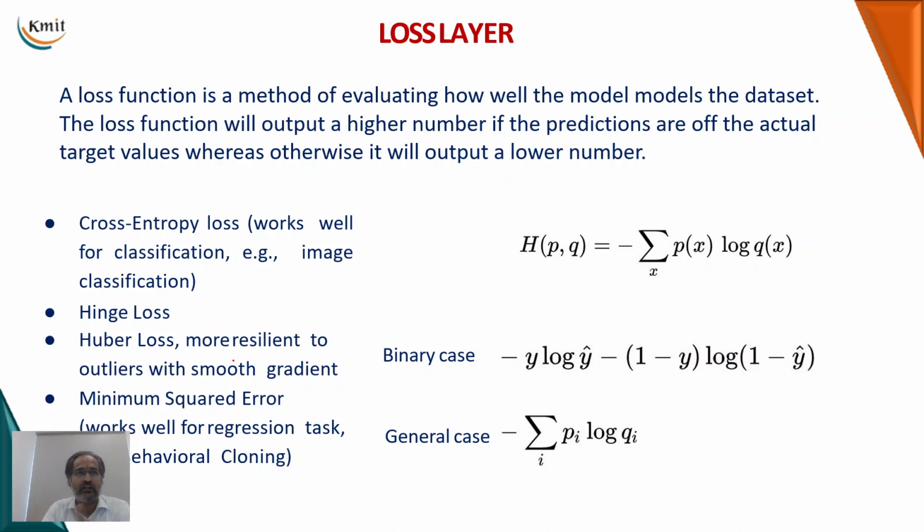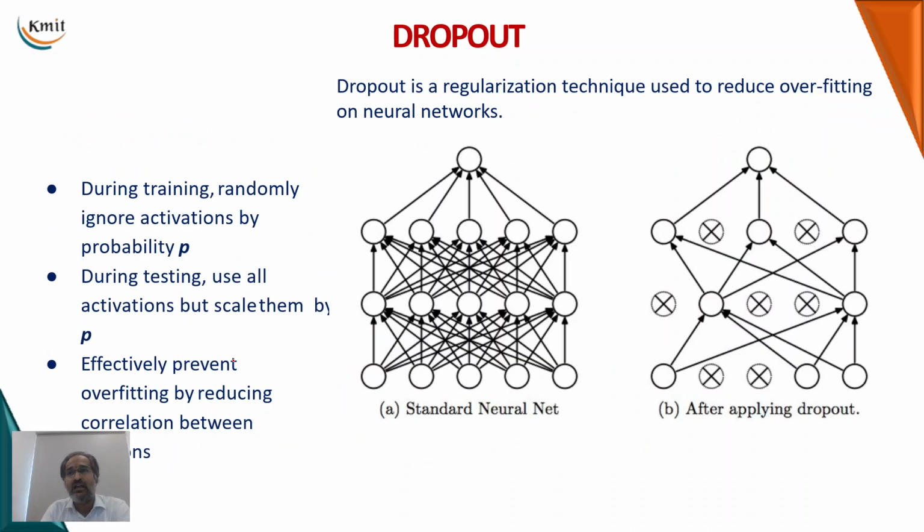So we are going with the cross entropy as the loss function. And one more thing is also there, that is called the dropout layer. It will drop the units of the layers randomly to reduce the overfitting.